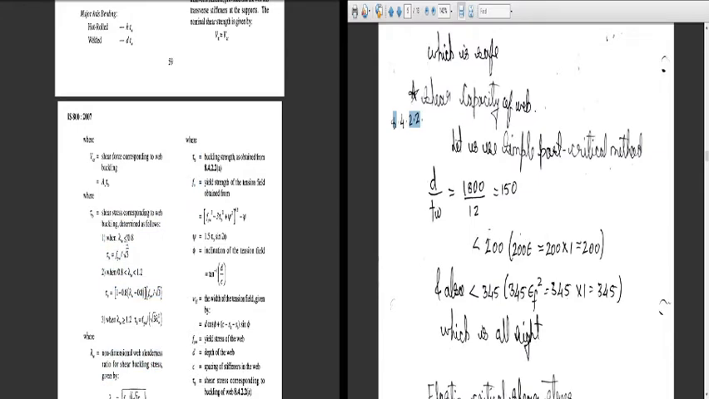So if lambda w is less than or equal to 0.8, then tau b will be Fyw divided by root 3. If it is in between 0.8 and 1.2, then tau b will be (1 minus 0.8 (lambda w minus 0.8)) into Fyw divided by root 3. And when lambda w is greater than or equal to 1.2, tau b will become Fyw divided by root 3 lambda w square. Now how do we calculate this lambda w and what is it? It is the non-dimensional web slenderness ratio for buckling stress, given by lambda w equals root of Fyw divided by root 3 tau cr.